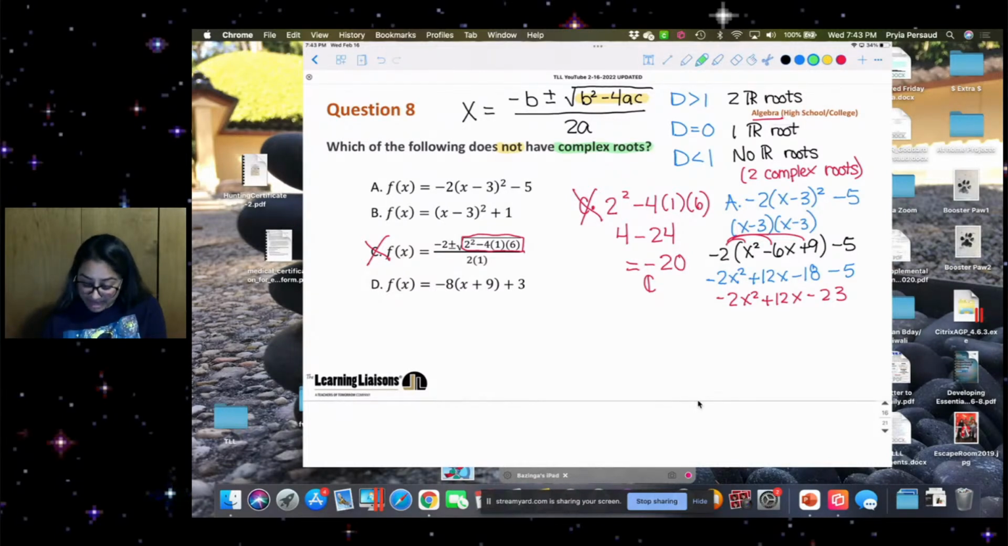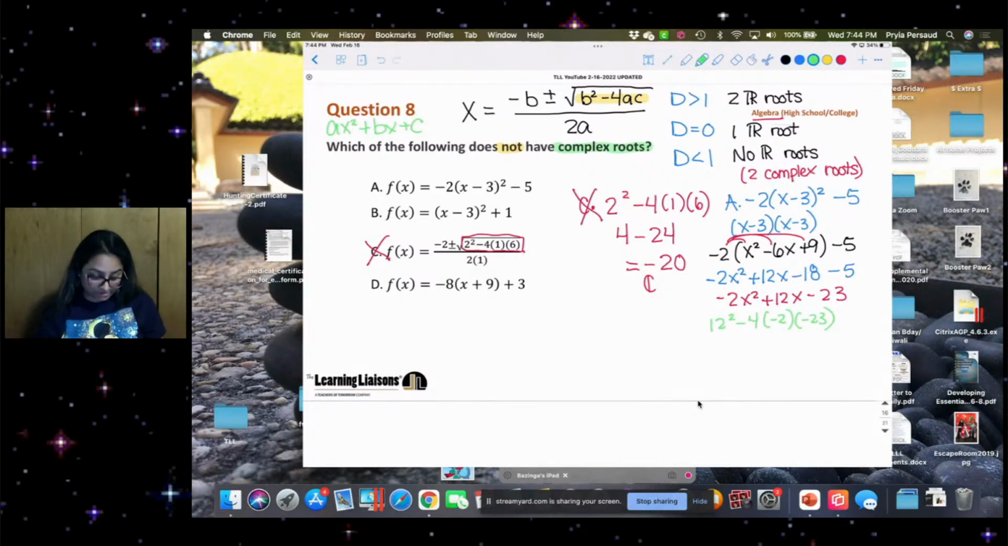I now need to take that and plug it into my discriminant, which is up there. But before I do that, I have to understand where my a's, b's, and c's are coming from. Standard form tells us that it's ax squared plus bx plus c. So the number in front of my x squared is my a, the number in front of my x is my b, and the number by itself, the constant, is my c. Now I know what to use, so I'm going to plug them in. I will have 12 squared minus 4 times negative 2 times negative 23.